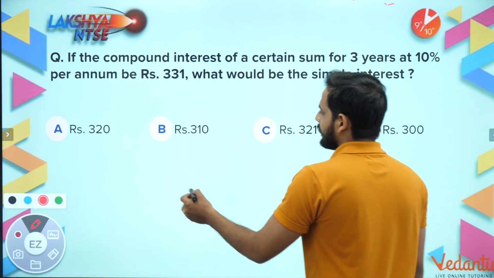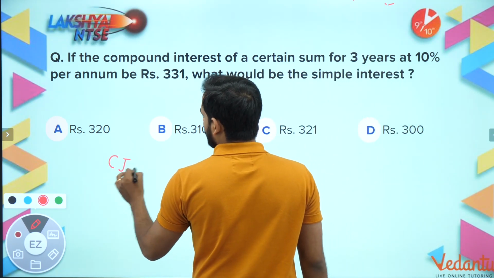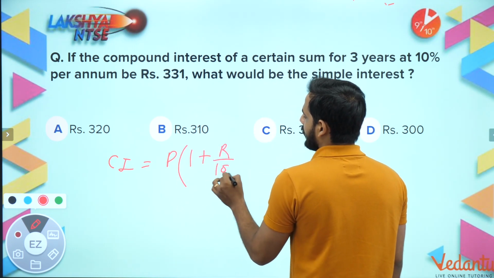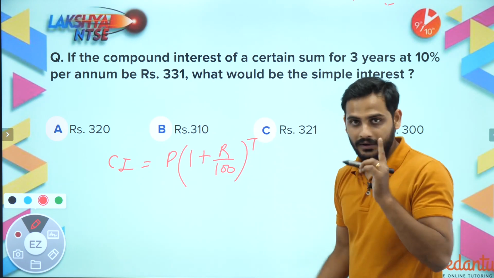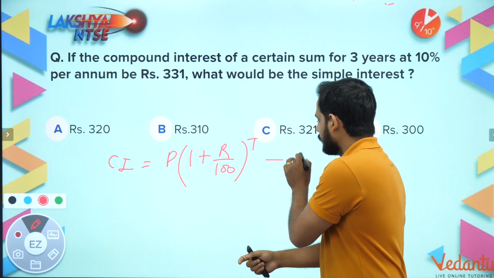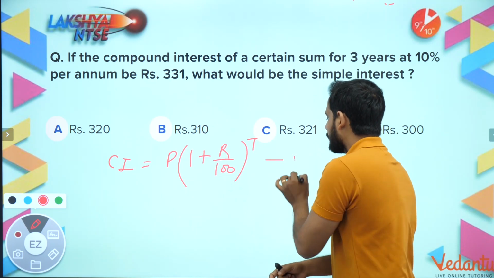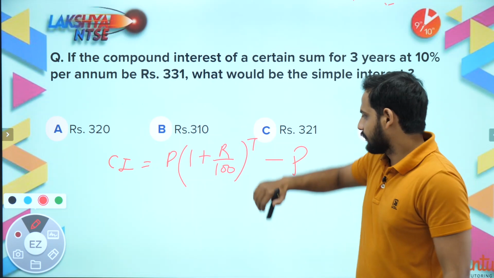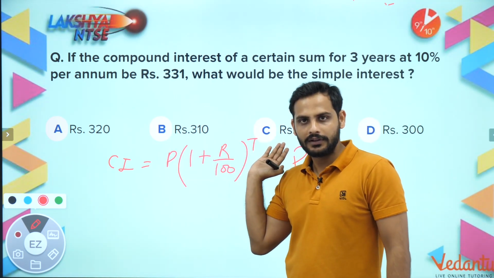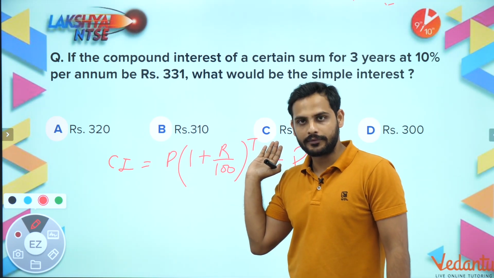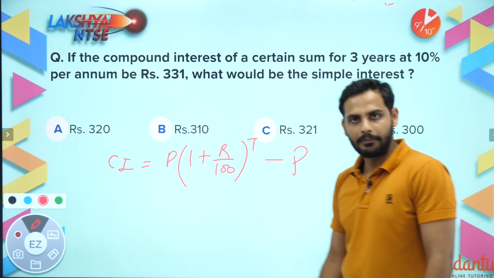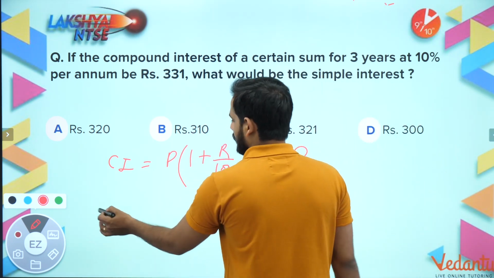So you know the formula: P into 1 plus R by 100 raised to the power time. Remember this, many of you will call it the compound interest formula. No, this is the final amount formula. You have to subtract the principal from this, then you will get the compound interest. This part is the formula for amount. If you subtract the principal amount, then you will get the final compound interest. So the compound interest they have given you is 331.